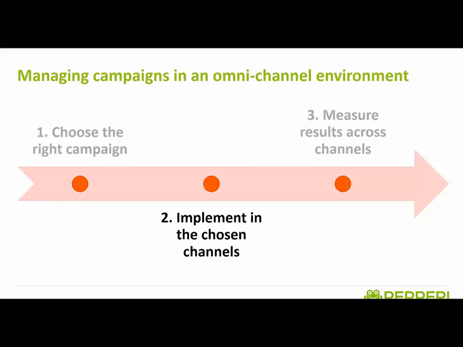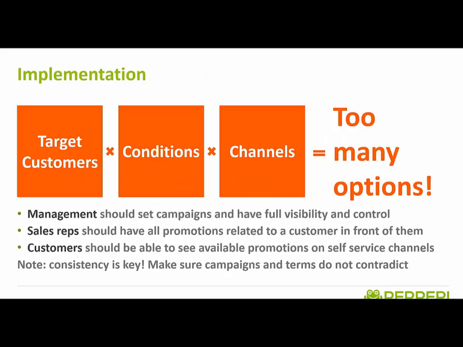So we talked about choosing the right campaign. Let's talk about implementing the campaign in the chosen channels. What I'd like to bring to your attention in this portion of the webinar is the fact that you can group your customers in different ways, right? Geographically, based on their size, based on the revenue that they create for you. This creates many types of groups. You have different conditions for each promotion, and you have different channels, and this creates combinations. All those combinations create too many options.